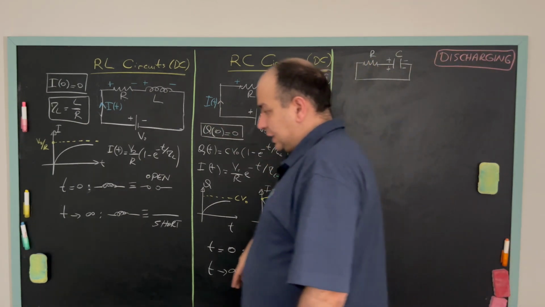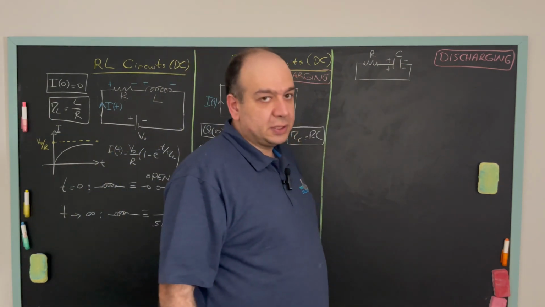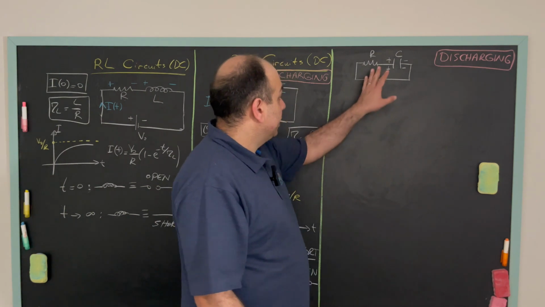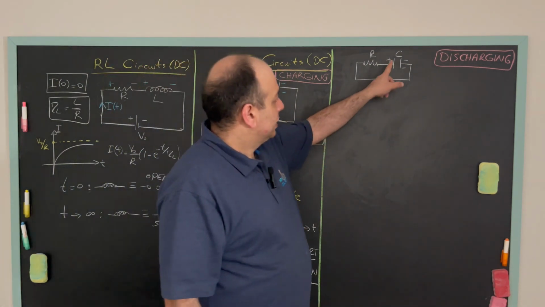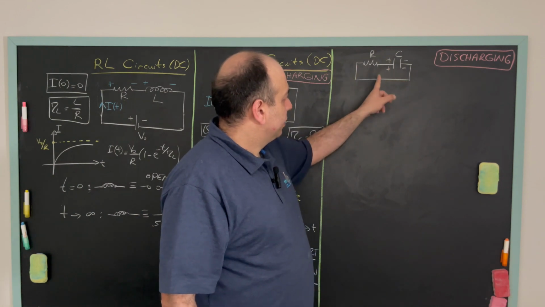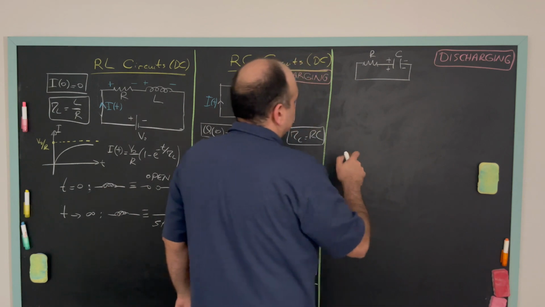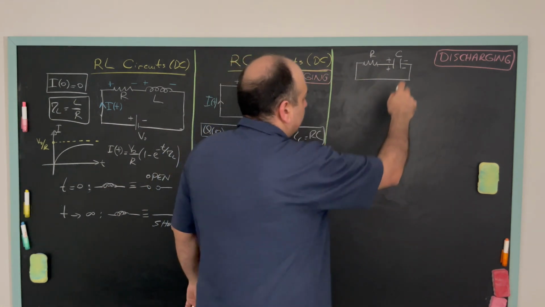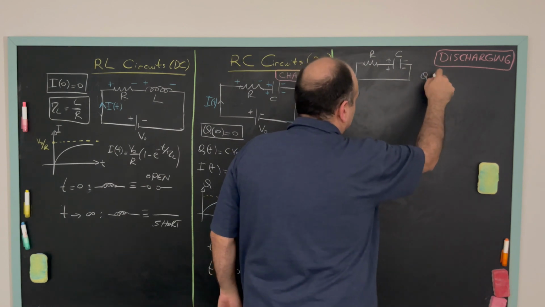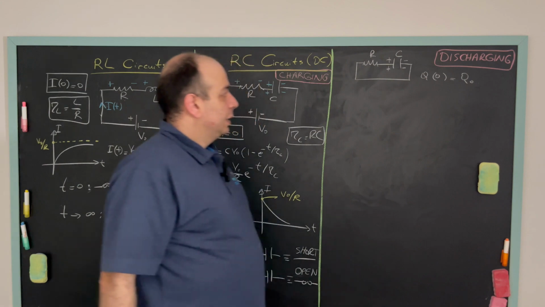In this last example, we will assume that the capacitor is initially charged and there is no external DC source, and the charge is going to be lost through the resistor. So this is an example of a discharging circuit. Of course, when t is equal to 0, we close the switch, and initially Q when t is equal to 0 is simply equal to Q naught.